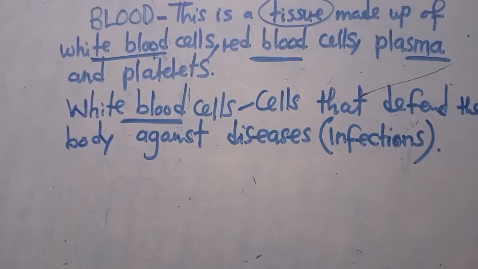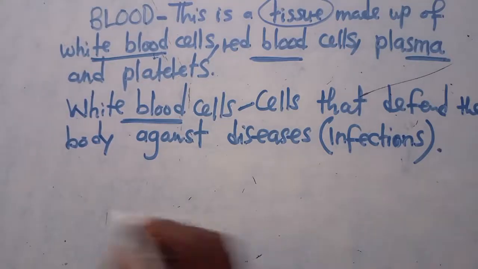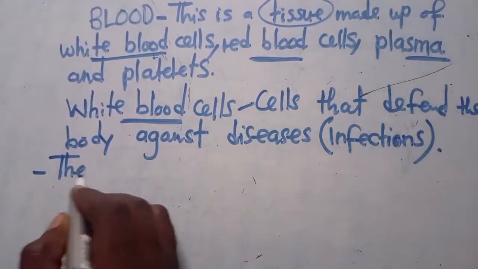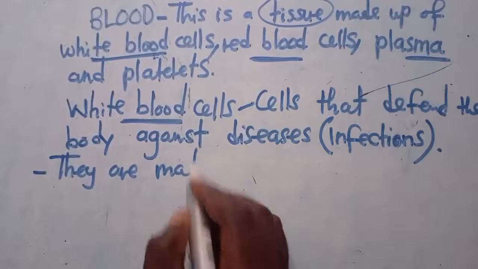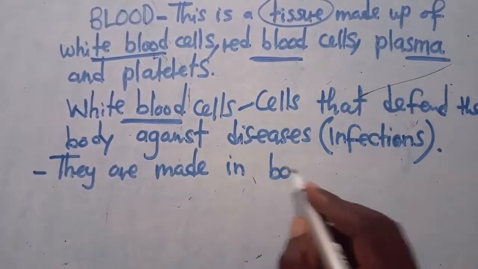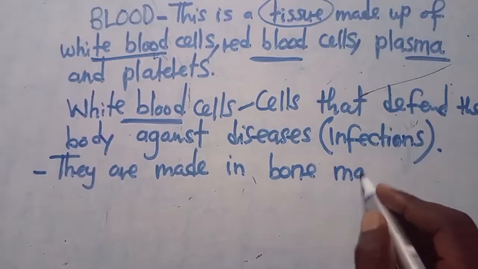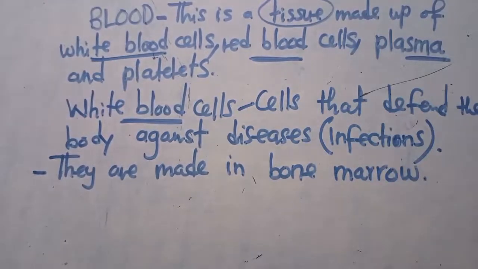And you discover that they are made in the bone marrow. The white blood cells are made in bone marrow. They are also made in lymph nodes, they are made in the thymus, they are made in different parts, but these ones are the common ones.